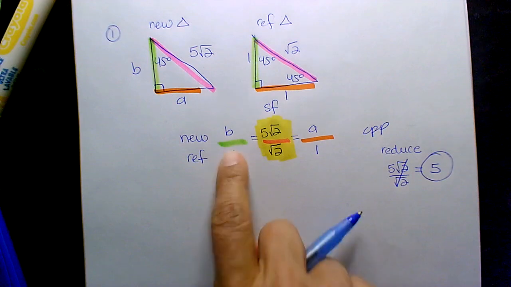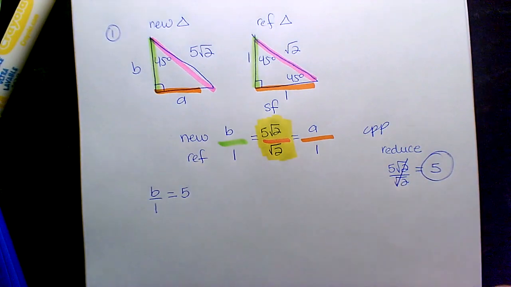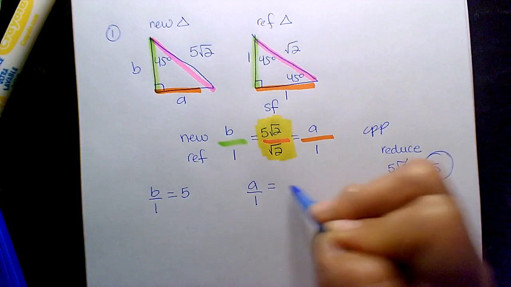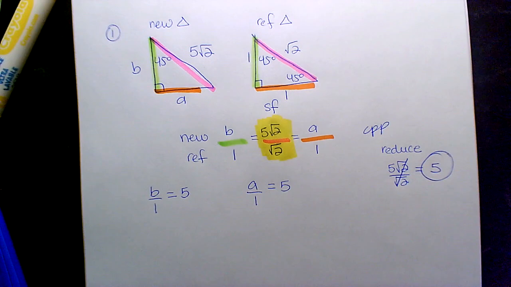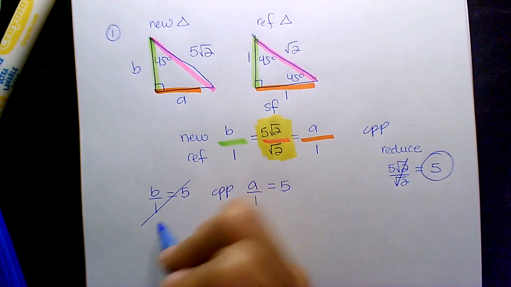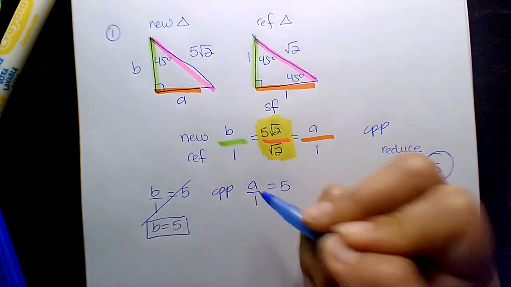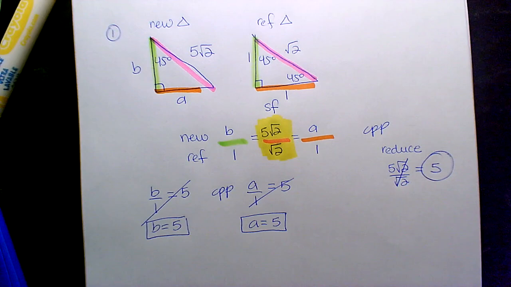Okay, so how do I solve for A? How do I solve for B? You take your B ratio and set it equal to your scale factor. You take your A ratio and set it equal to your scale factor. Your scale factor is your other proportion. That's why you have to find it, and whether you reduce it is up to you. Now you just use the cross product property. What's 1 times 5? 5. What's 1 times 5? 5. And so it's a 5, 5, 5 rad 2 triangle. Okay, that's the correct way to solve it.